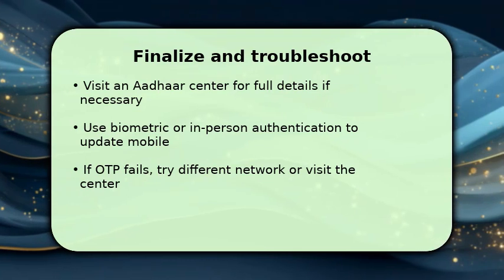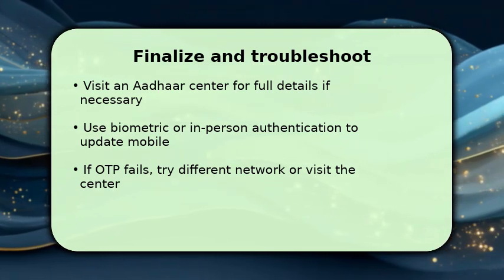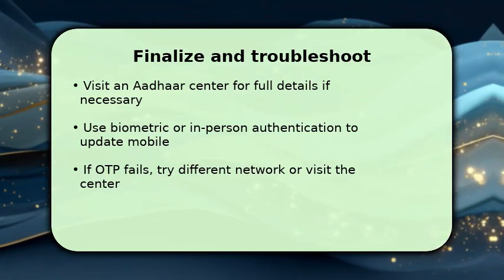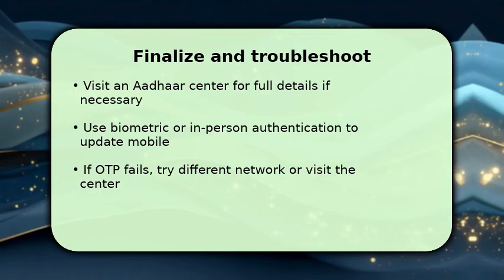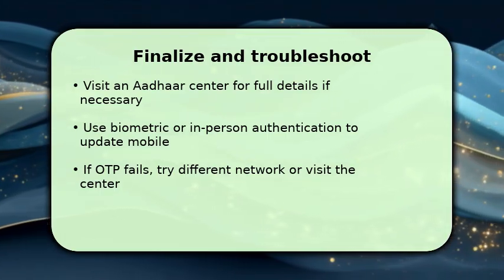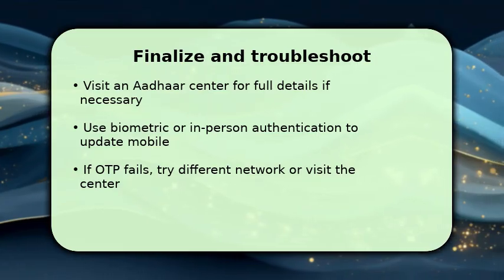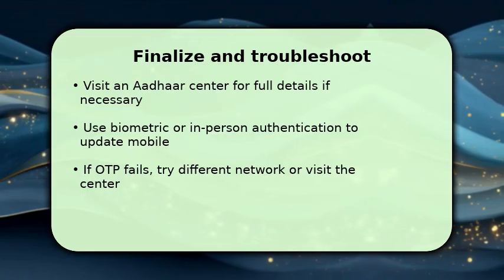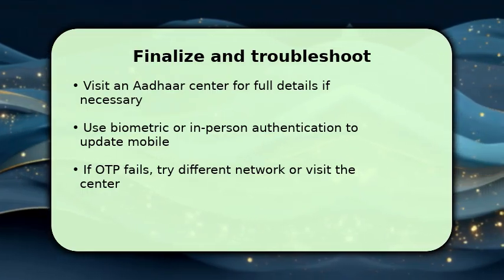To finalize, if the masked number is enough, record it and sign out. Otherwise, plan an in-person update at an Aadhaar enrollment center. Bring valid ID and the device with your current SIM for biometric or OTP verification so officials can update or confirm the linked mobile. If OTP keeps failing, switch networks or use another phone.